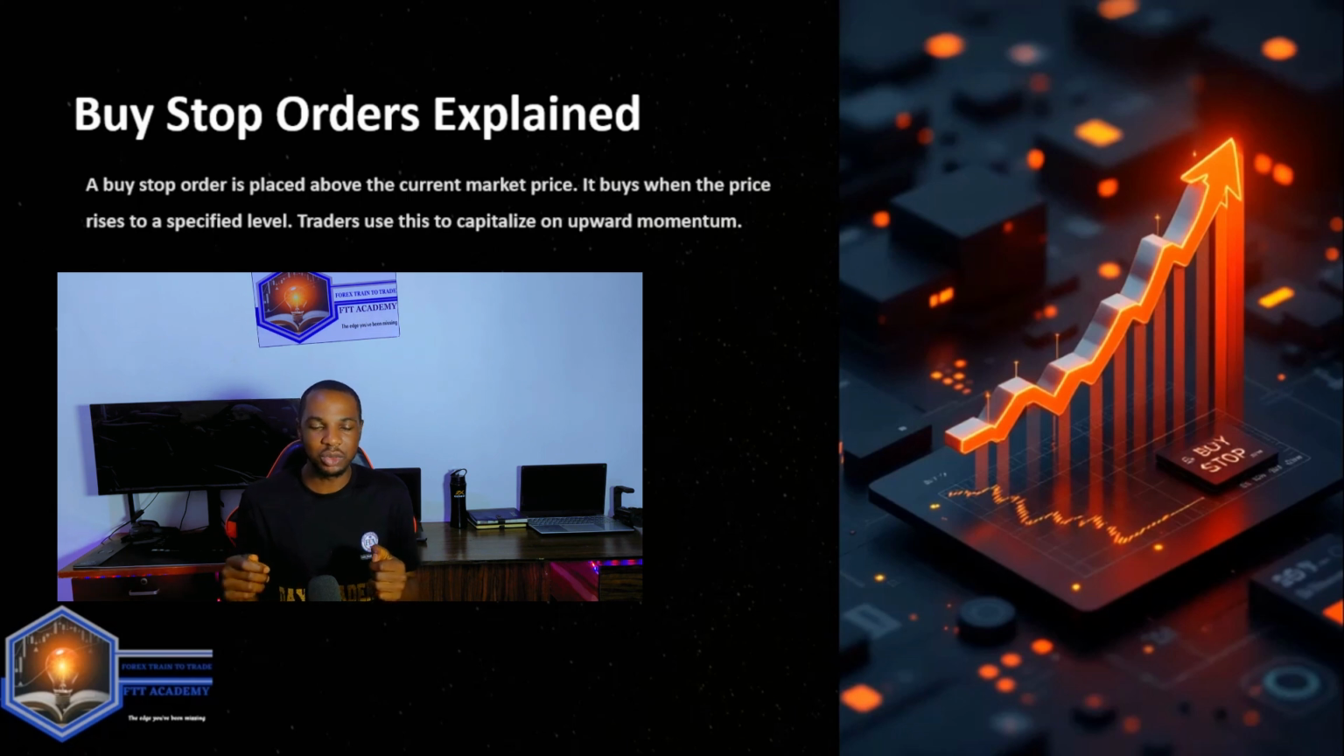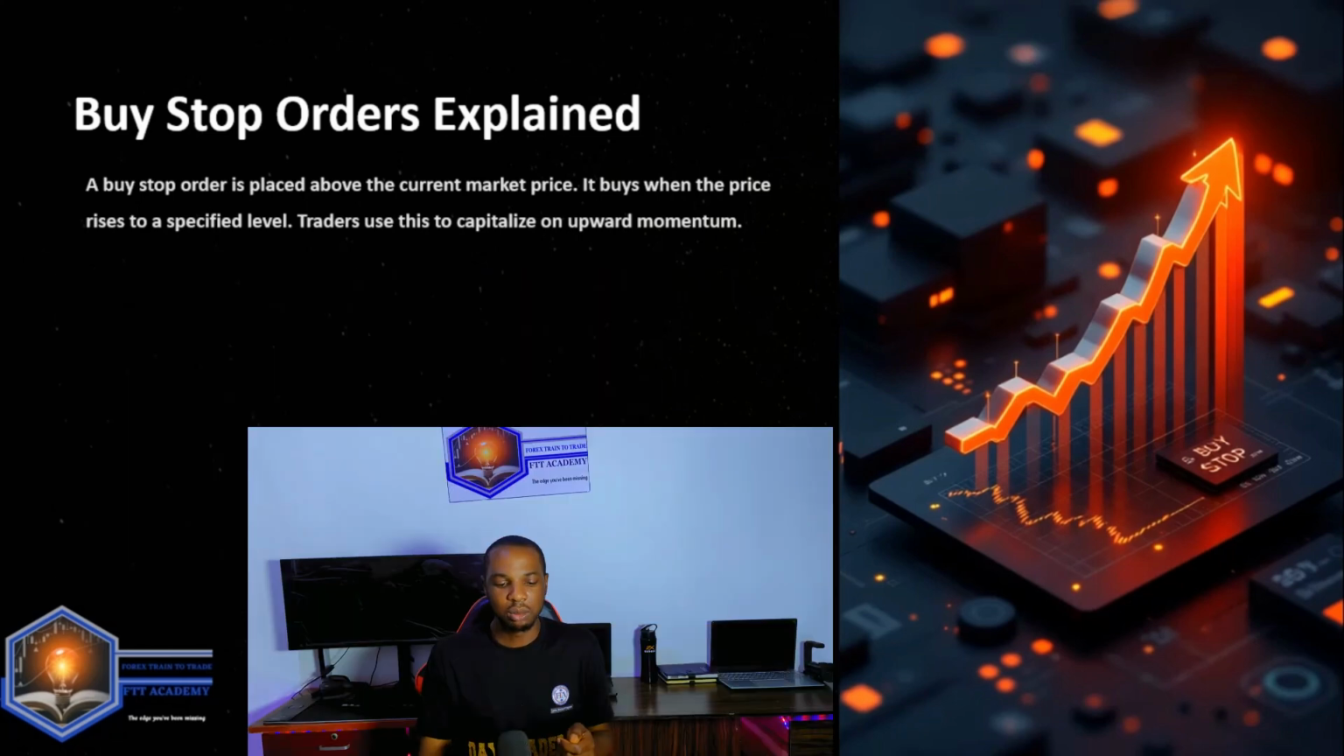It is like you giving a command to the market that if you are at this particular level and the price pushes to a specific level, then when it reaches there, continue with me and keep going in my direction. Maybe you anticipate that the price of euro is going to rise against the dollar. You say, okay, when it reaches this point, continue buying until it reaches this particular level. Traders use this to capitalize on upward momentum.